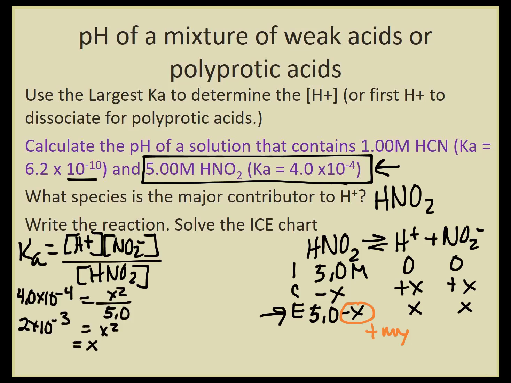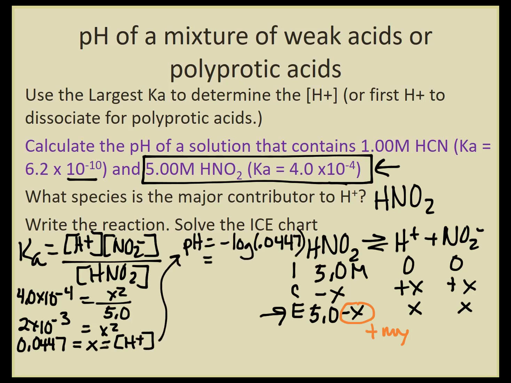And when I square each side, I find that x is 0.0447. So this is what the concentration of the hydrogen ion is. And so then I can find the pH. And I find my pH is 1.35.